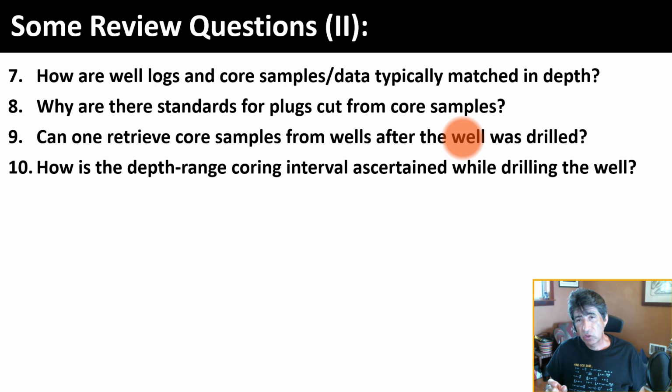The only problem is that the core samples are now going to be in a specific direction, but we can anticipate the azimuth of the location of the sample. So we can do that after the well was drilled, but it's more expensive, and potentially the core samples are a little bit more disturbed than what they would be if we would retrieve cylindrical core samples, whole core, that is to say. And I'm also asking here, what is the depth range? How is the depth range core interval ascertained while drilling the well?